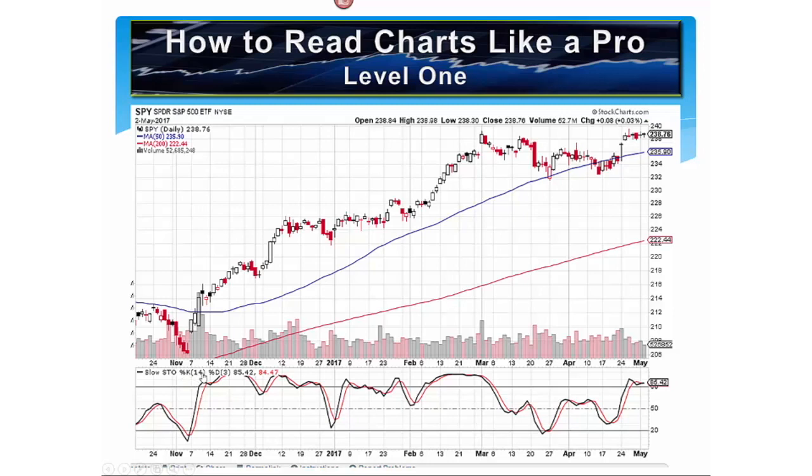That's the default value. Percentage D is always 3. It's a 3-period moving average of percentage K. And the black line is your percentage K. The red line is your signal line, your percentage D.